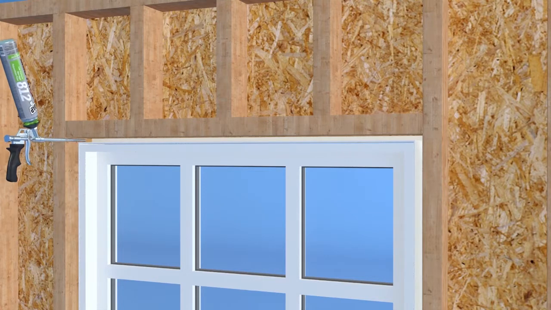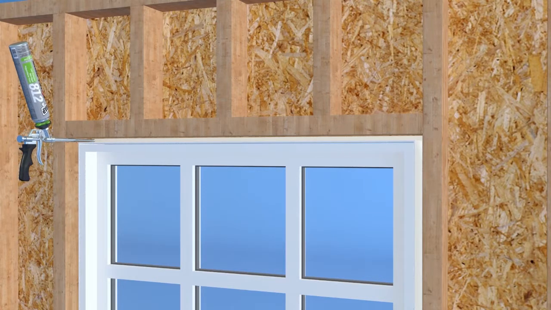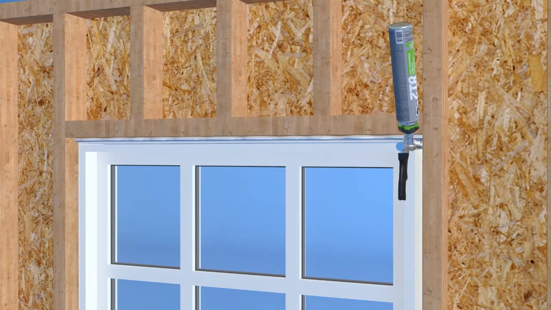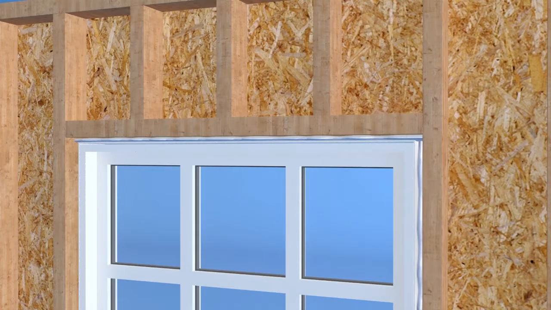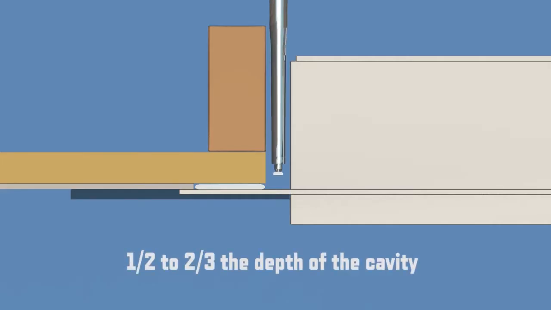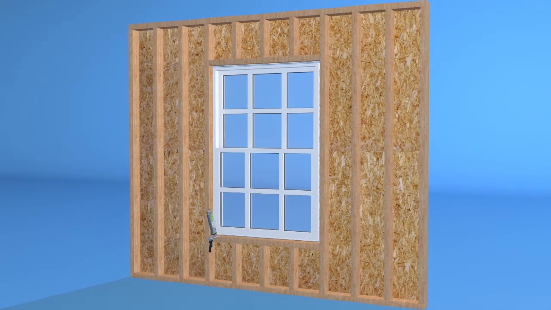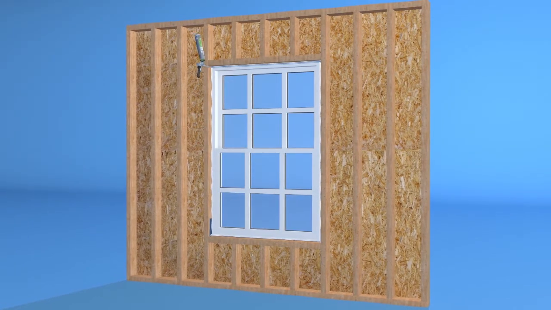Starting at the head of the window, insert the applicator tip to the back of the cavity near the nailing thin edge. Pull trigger on the applicator while simultaneously moving the tip along the gap. Fill the cavity approximately half to 2/3 the depth of the cavity. Continue filling the gap on both jambs along the sill.